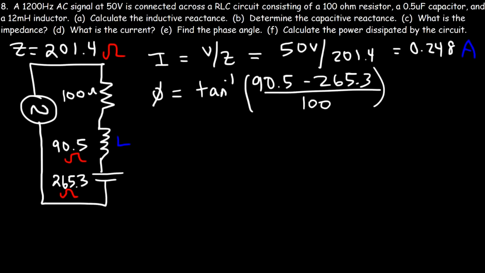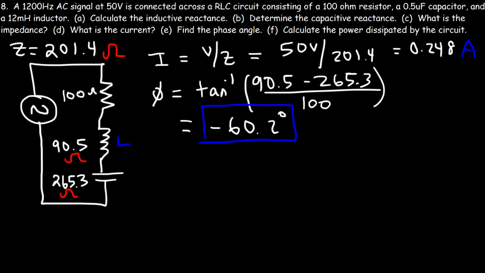So arctan of 90.5 minus 265.3. That's negative 174.8. So it's arctan of negative 174.8 divided by 100. And you should get an angle of negative 60.2 degrees. So that's the answer to part E.